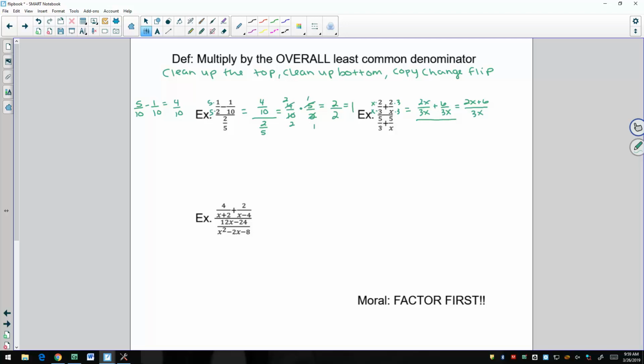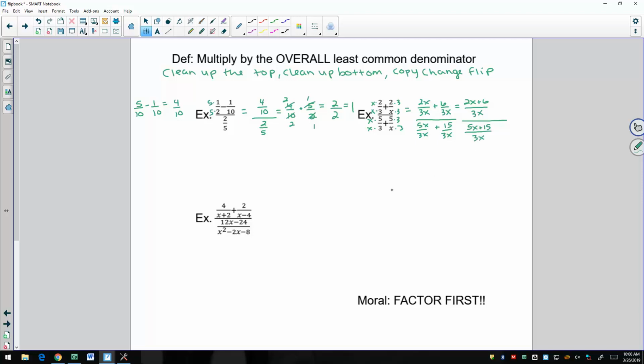On the bottom, I have to get common denominators. Well, it happens to be the same thing. It's 3x again. So I'm going to multiply this guy by x, top and bottom, this one by 3. So I get 5x over 3x plus 15 over 3x, which I can then turn into a single fraction of 5x plus 15 all over 3x.